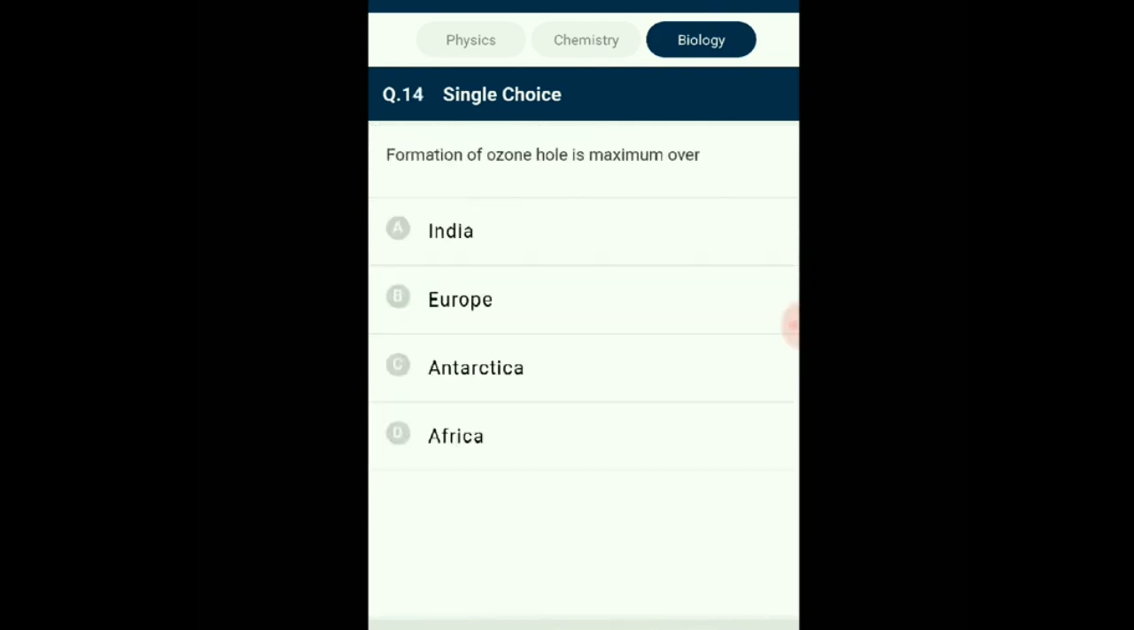Question number 14. Formation of ozone hole is maximum over. Ozone hole is an area with extreme reduction in the ozone concentration. It was discovered over Halley Bay in Antarctica by Farman et al. in the year 1985, members of the British Antarctic Survey Team. Image of the largest Antarctic ozone hole ever recorded in September 2006. So the answer is option C, Antarctica.